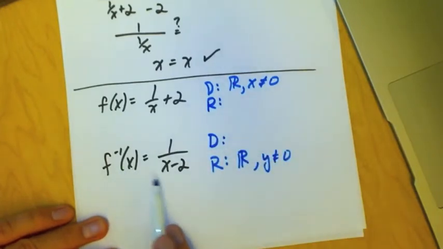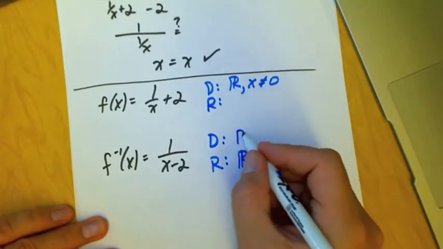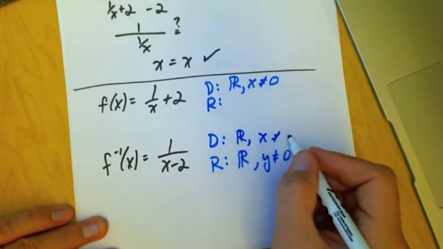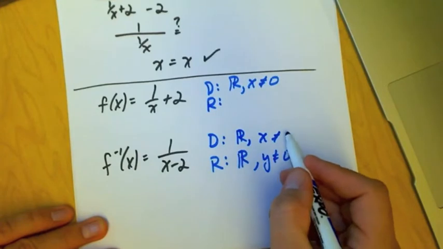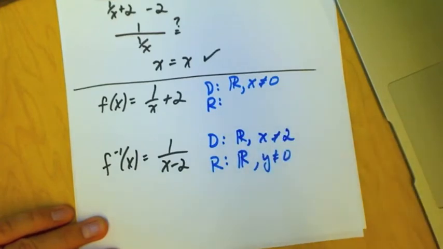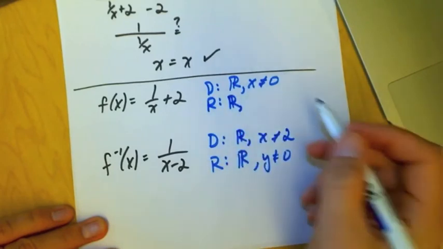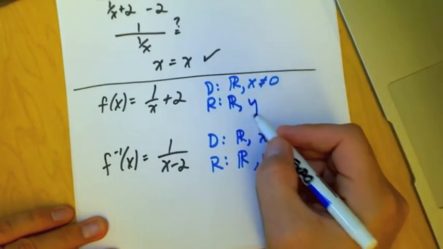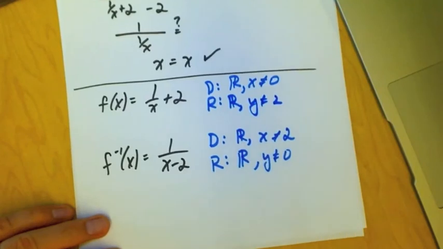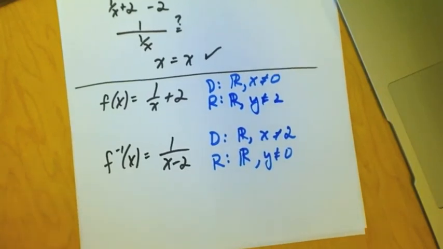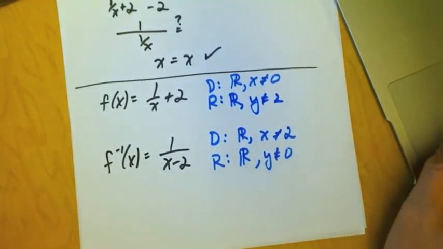Let's take a look at the domain of the inverse. The domain of the inverse can be all real numbers, but x cannot be 2. Which means that the range of the original function is all real numbers, but y cannot be 2. So they essentially trade places. And next video we'll take a look at what the graphs of these look like.